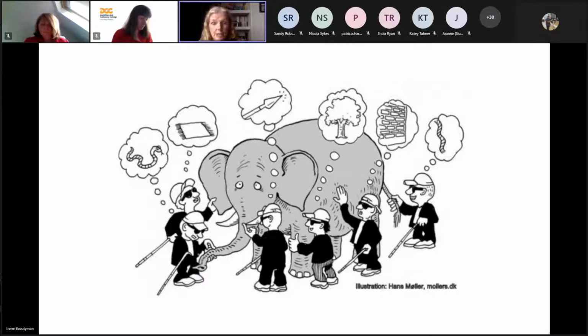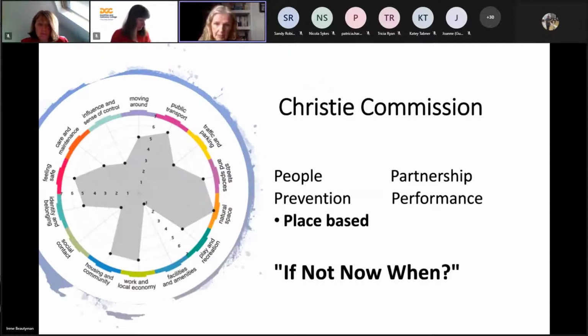This captures it in an image. We're busy doing our own little bits of prevention, and we're not thinking about the whole thing. The elephant could be dropping dead on its feet, and we're still holding on to the tail, getting on with what we think is the right thing to be doing.